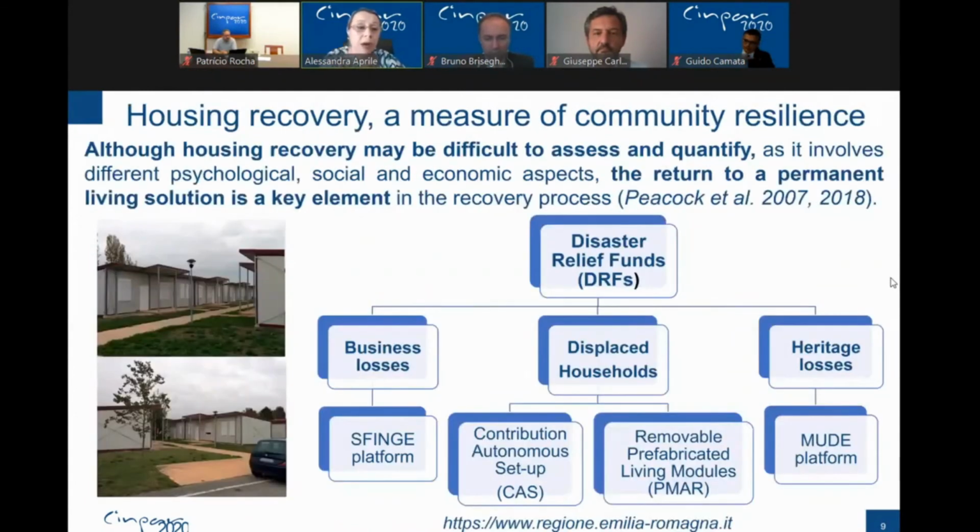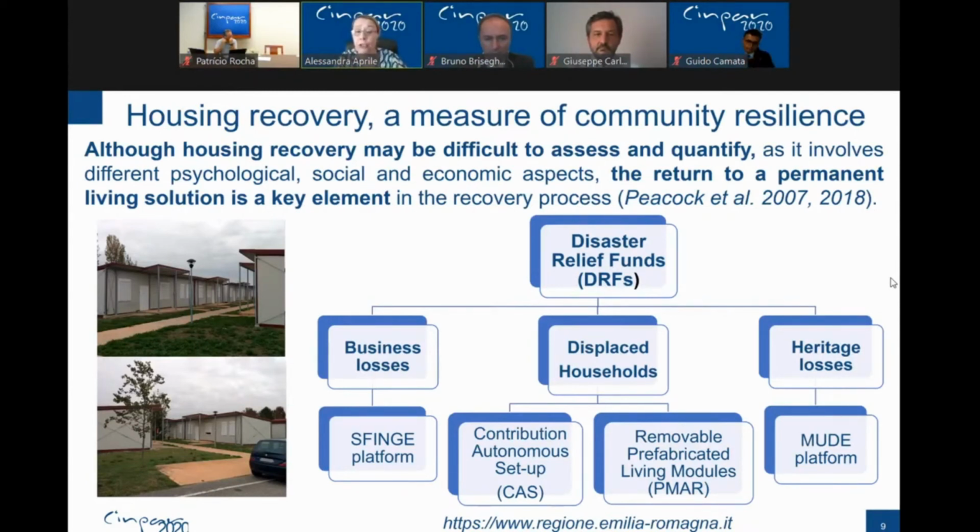Now, the concept of housing recovery is very important because it's a measure of community resilience. And housing recovery is very difficult to assess and to quantify because it depends on psychological, social, and economic aspects. However, it is a key element in the recovery process. So we decided to study these particular aspects of reconstruction.